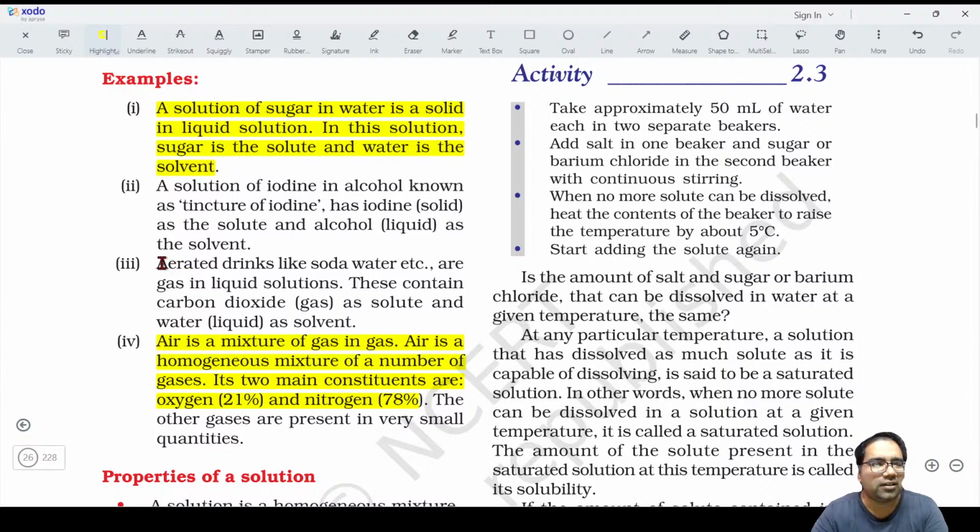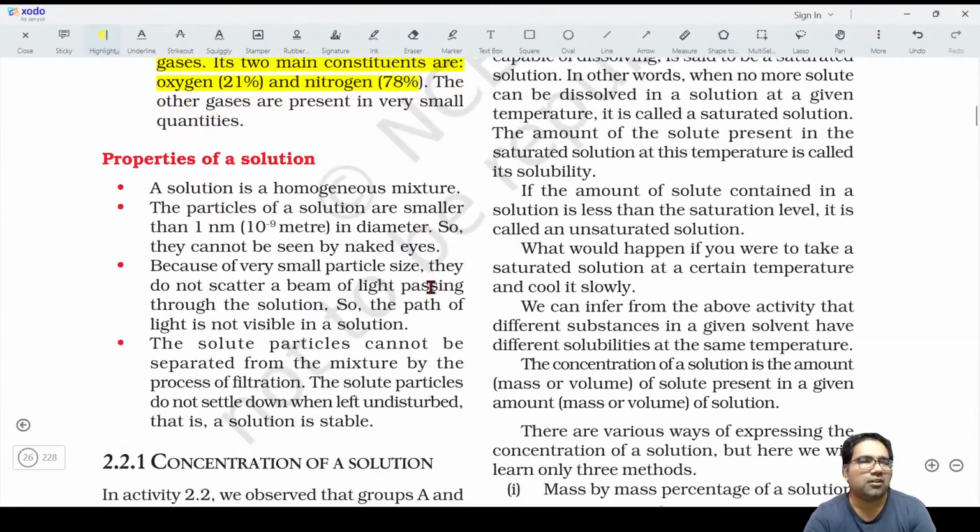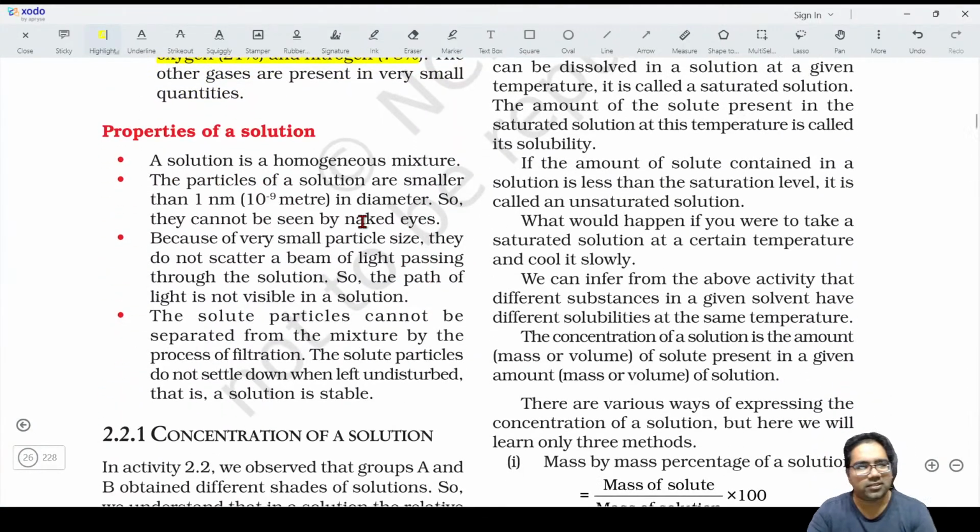Solution of soft drink. Can you say that again? What is soft drink? What is solute? What is solvent? Soft drink is the solvent and solute is like carbon dioxide. Right. So water is the solvent and carbon dioxide is the solute. Okay. Now, what are the properties of solution? This is important.